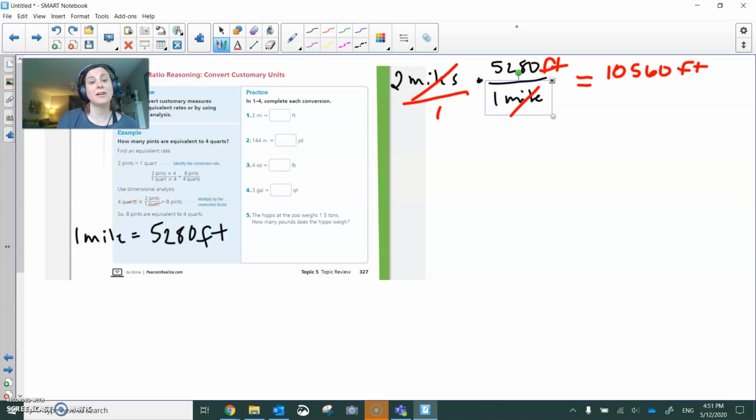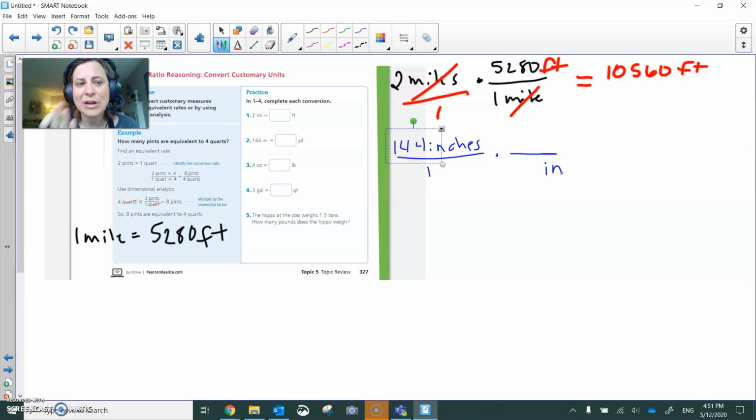144 inches is how many yards? I'm going to make it into a fraction, 144 inches over 1 times. I want inches to cancel, so I'm going to put inches in the denominator. And I know I'm changing this into yards. Do you know how many inches are in a yard? A yard is 3 feet. A foot is 12 inches. So 12, 12, and 12 would be 36. So there are 36 inches in 1 yard.